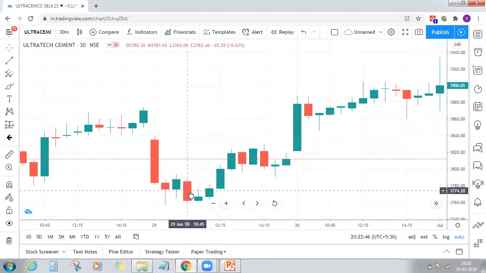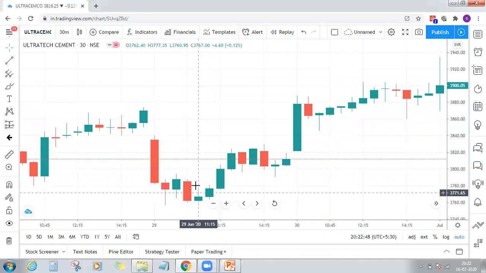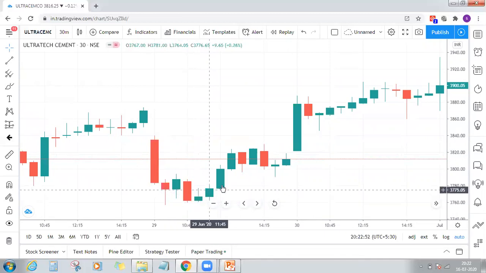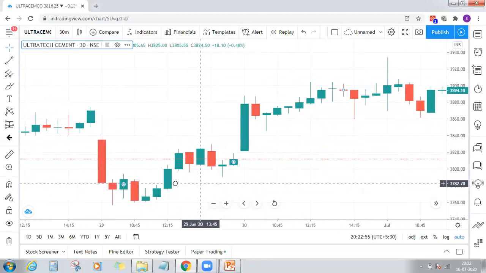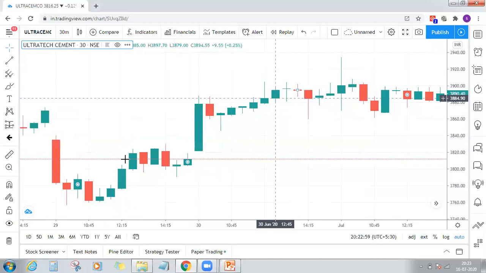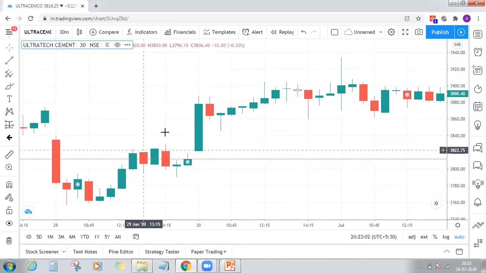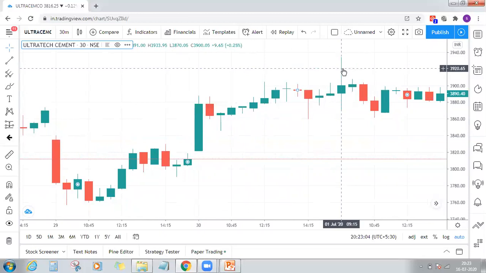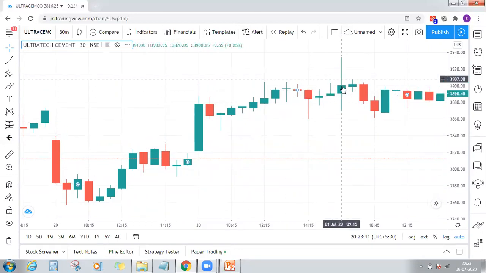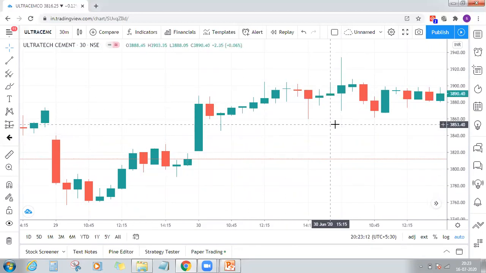So I had to wait until I got an inverted hammer here. Only when a candle closed strongly above this inverted hammer, this strong bullishness started in the market. The closing price of this strong green candle is 3800. From there, price went up until 3933. So 133 rupees of rise was seen in this particular stock.